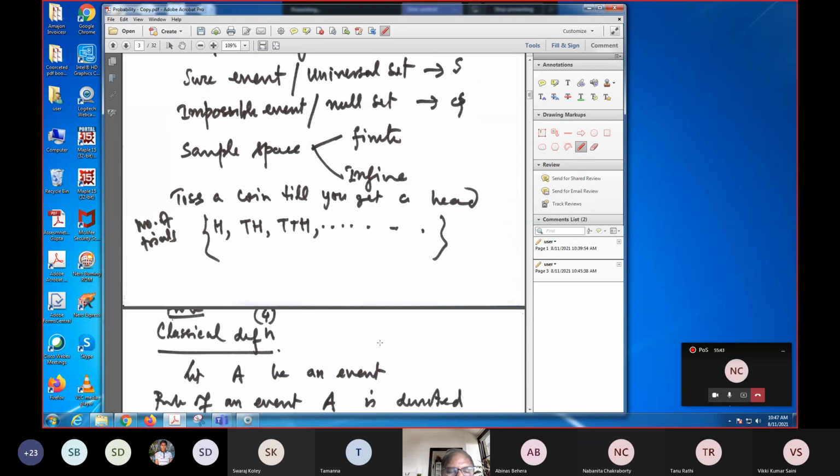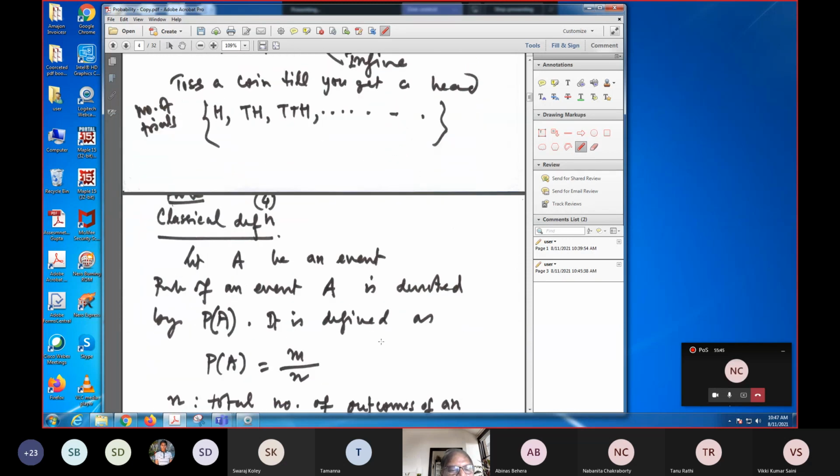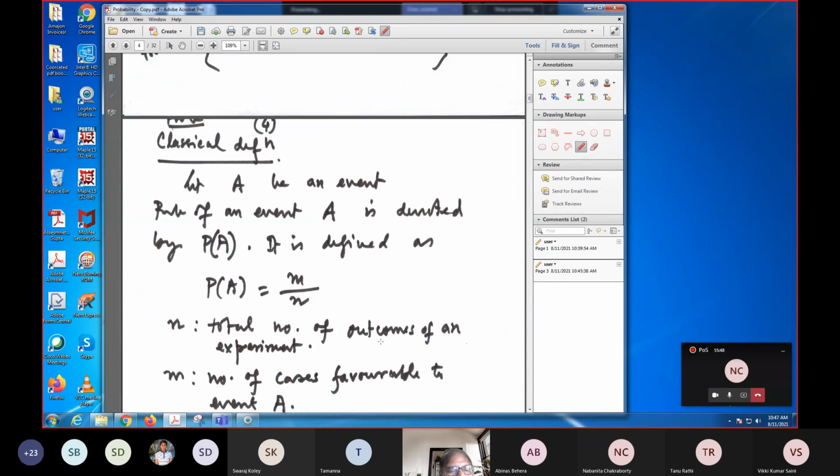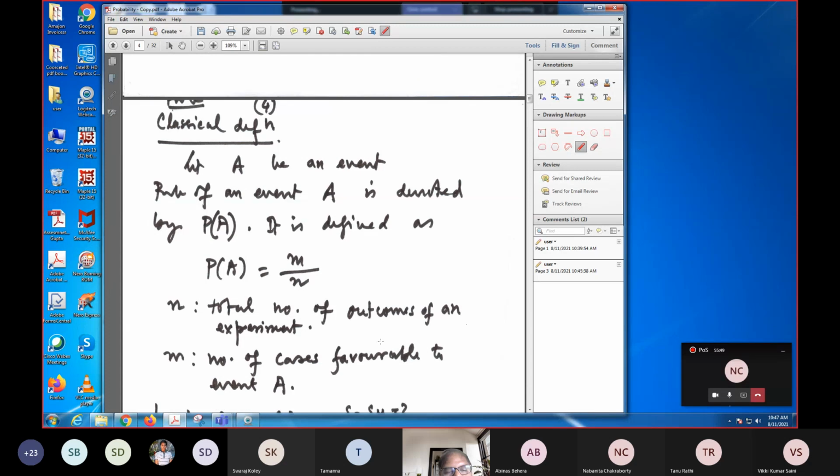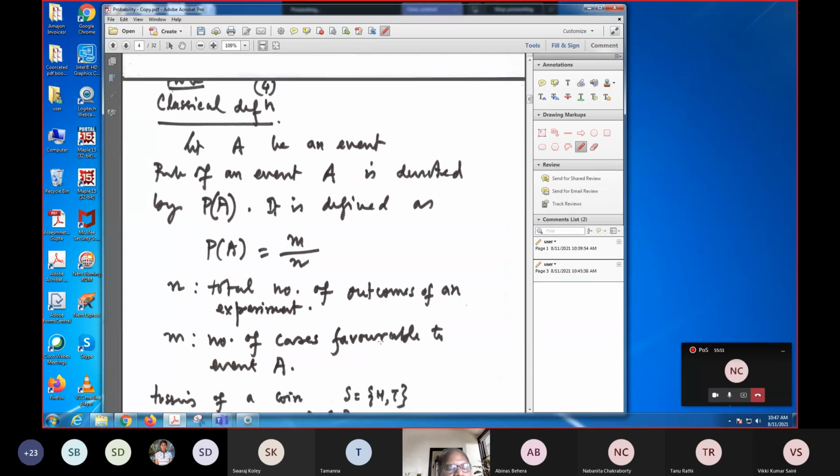Now, so these are some of the background material. Now, how is the probability defined? Okay. So there are 3 definitions. One is the classical, second one is the empirical, and third is the axiomatic definition, which is known as the modern definition. Okay, so let us start with the classical definition of the probability.